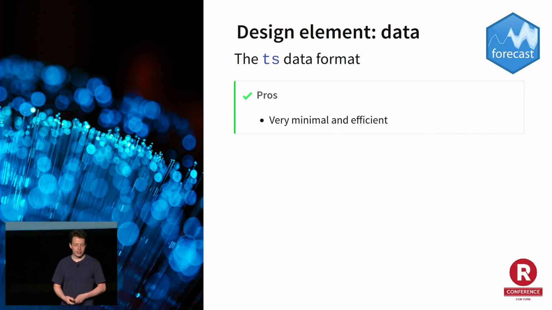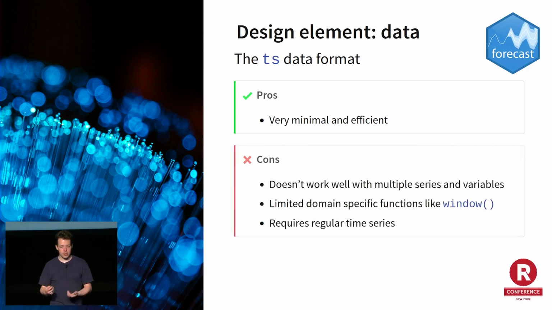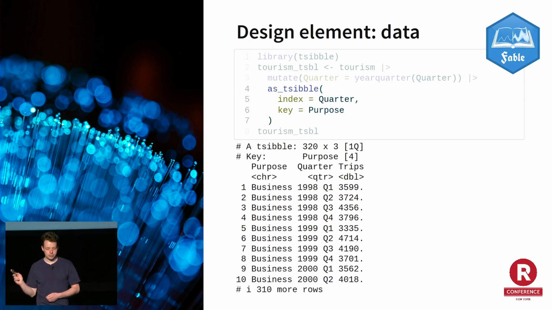So the TS format is very efficient and very minimal, and for the purposes of the forecast package, just forecasting single time series, it's a great choice. But in the modern day, it's not holding up. It doesn't work with multiple time series. You need domain-specific languages, and if you're familiar with the tidyverse, you need to learn a whole other way of filtering time. And it needs to be regular.